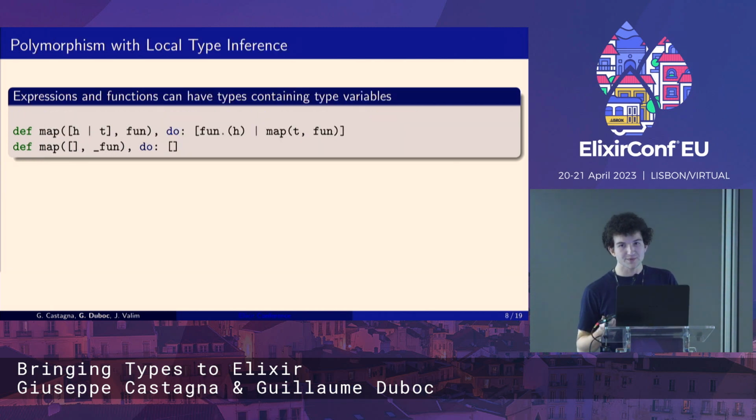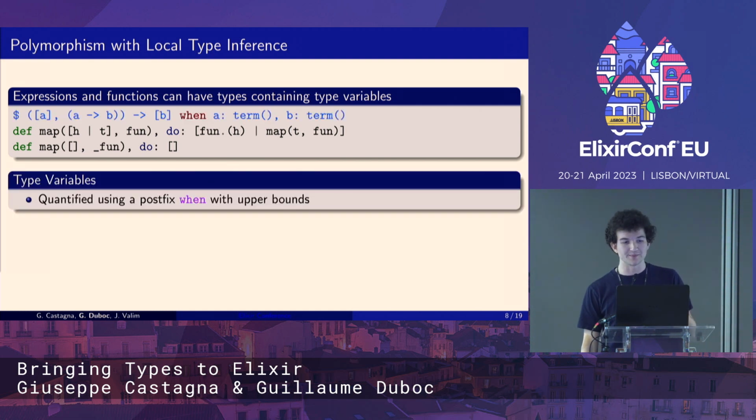Our type system also allows you to write polymorphic type annotations. Polymorphic functions are functions that can do their work on many different types. The map example is a good example of that. And here's its implementation for lists. And we can write this type annotation for it.